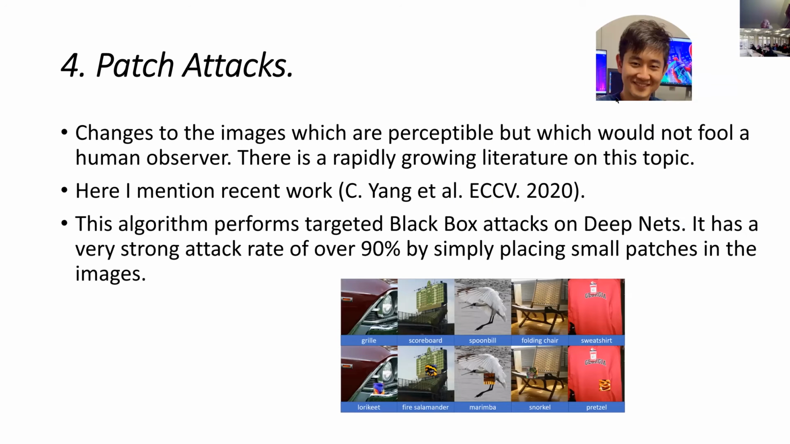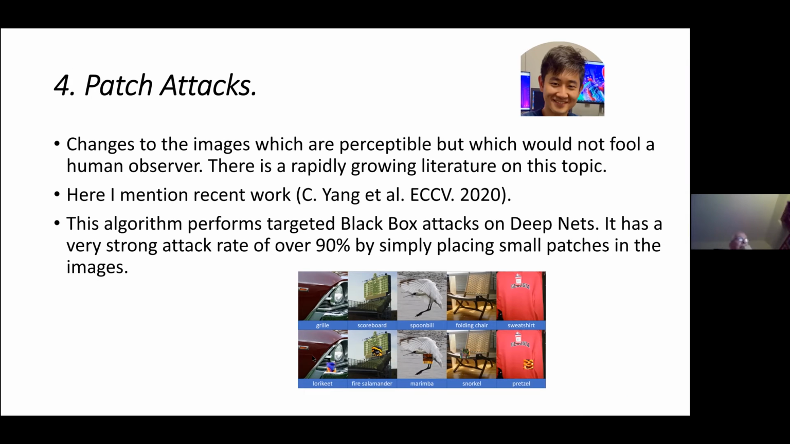Now for patch attacks, and this is work done by Chenlin Yang earlier, just published in ECCV this year. There's quite a lot of literature on patch attacks, but this is just one example that you can do targeted black box attacks on deep networks. So you don't know the architecture of the deep network, you don't know the weights, and you're targeting, so you're trying to turn the object into any specific class, and you can have attack rates which are successful over 90% of the time by putting small patches into the images.